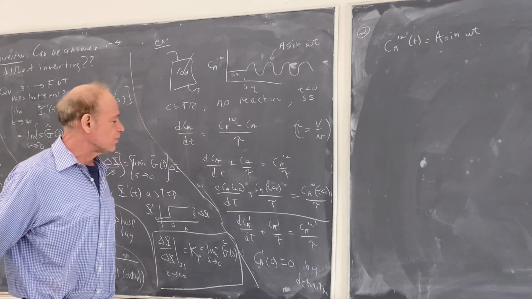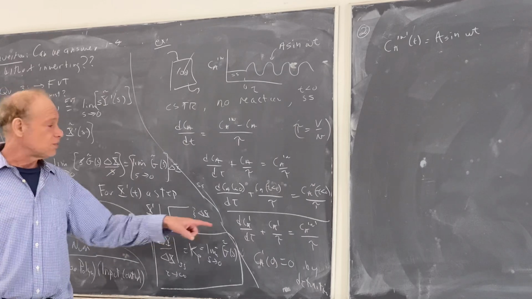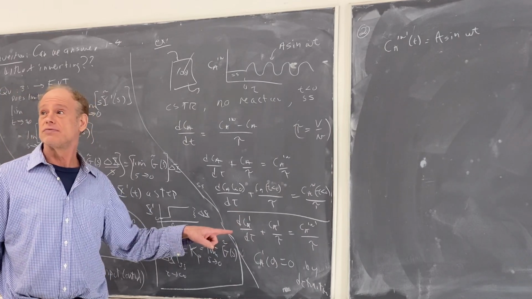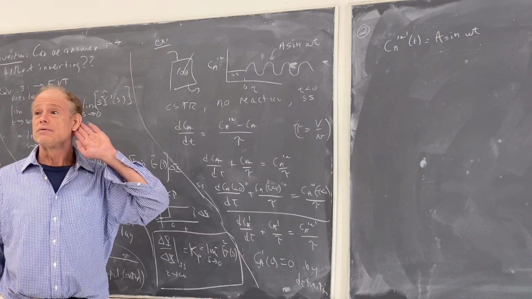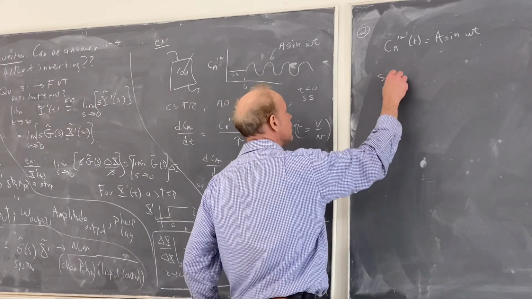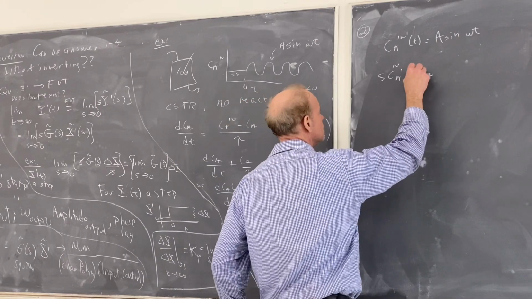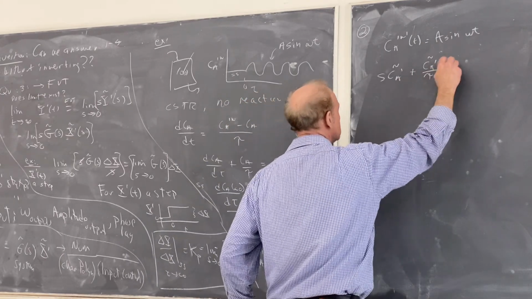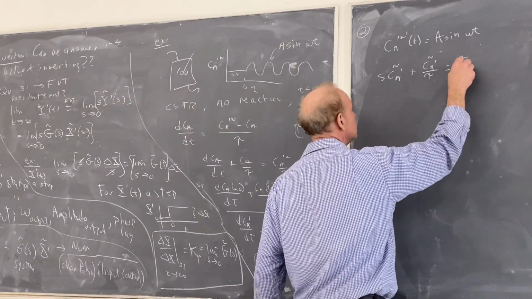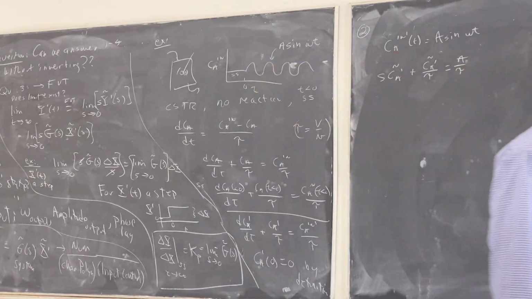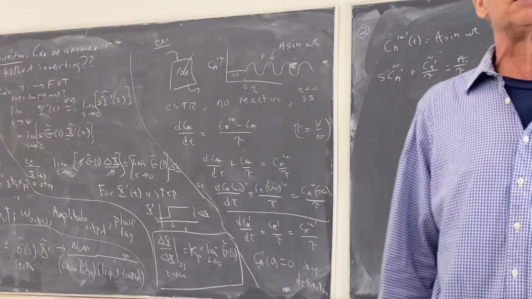So let's Laplace transform. What's the Laplace transform of dCA prime dt? Volunteer? What's the Laplace transform of the derivative? Somebody? S times CA prime tilde plus 1 over tau CA prime tilde. And that's equal to 1 over tau times A over tau times the Laplace transform of sine omega t. Can someone look that up for me in the table? What is the Laplace transform of sine omega t?